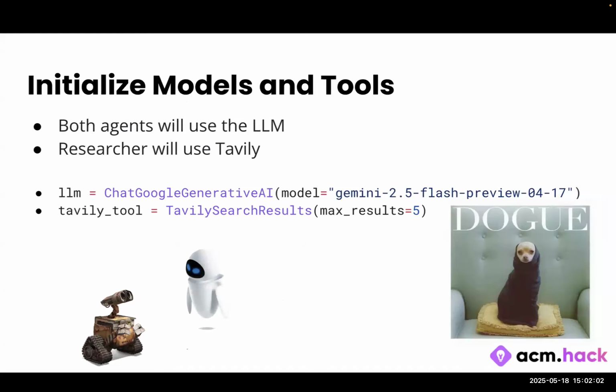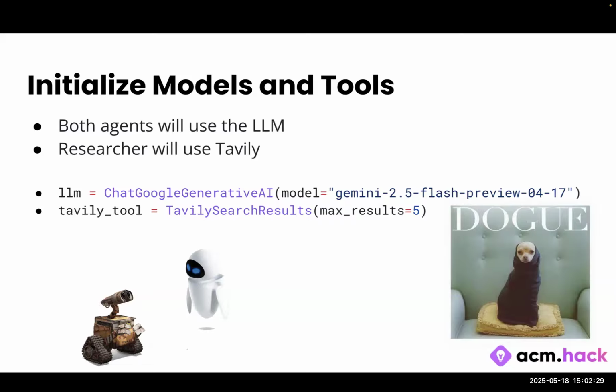So to get started, we have to initialize these models and tools. This is not the same as creating agents or anything. This is just kind of assigning our different models to a variable so that we can easily use them later. Don't worry too much about the syntax here. These are just some built-in LangChain functions that let us easily access these models.